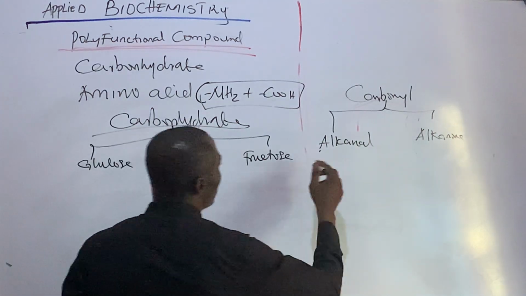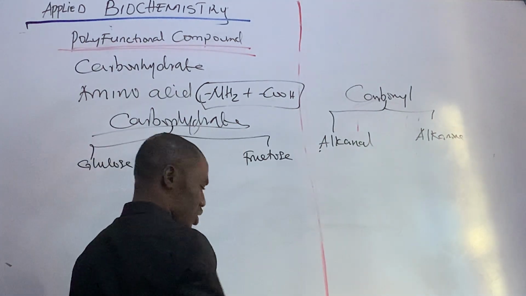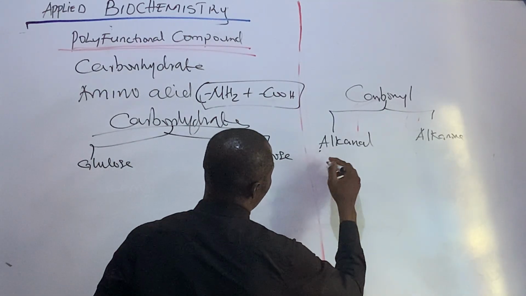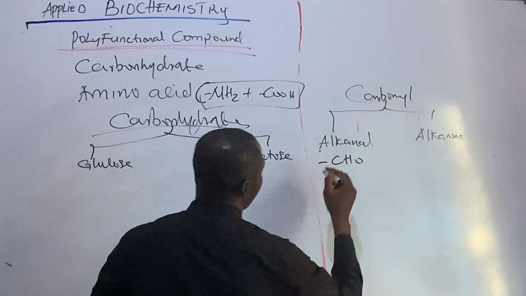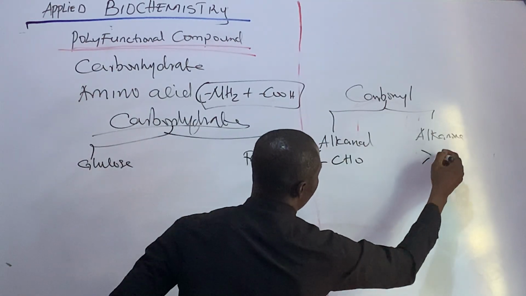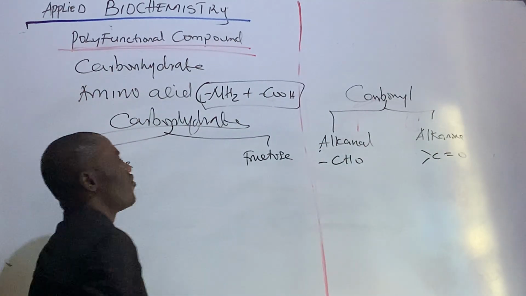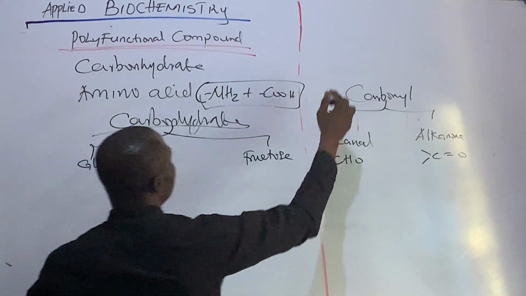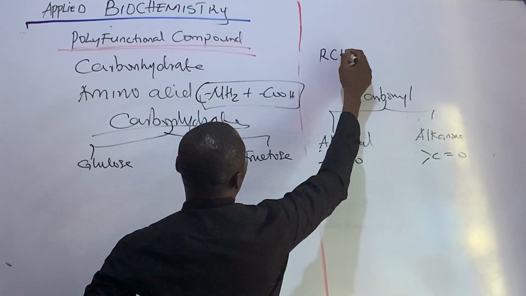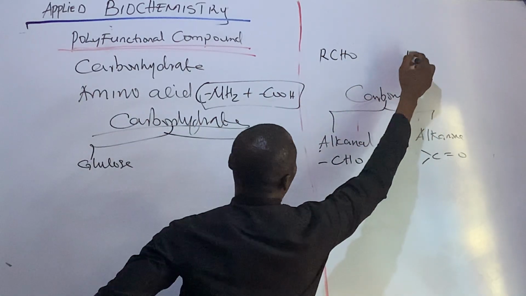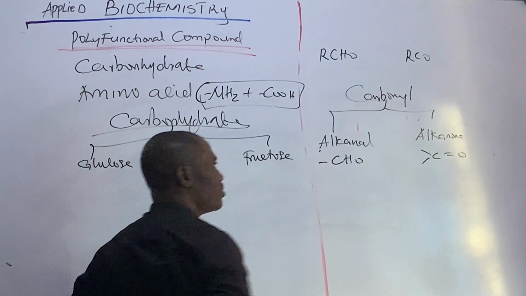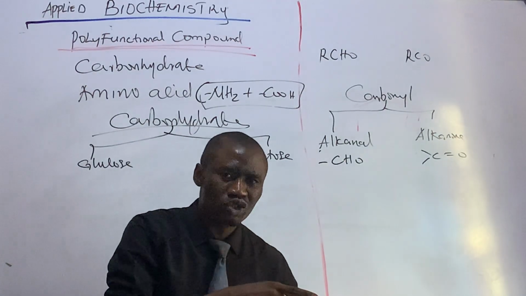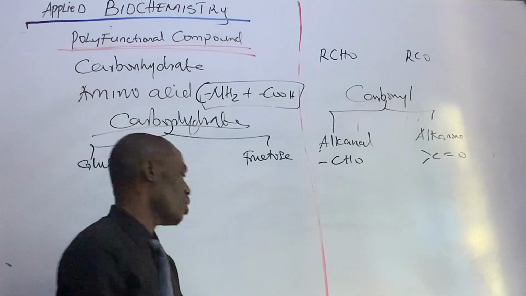So we have the functional group of alkanal, let me use another pen, which is CHO. For alkanone, we have the double bond O. So this is the functional group for alkanal and alkanone. Now listen, this is the general molecular formula for this, and this is the general molecular formula for this. I'm saying that over and over again so you don't take the general molecular formula for the functional group and the functional group for the general molecular formula. Don't do that.